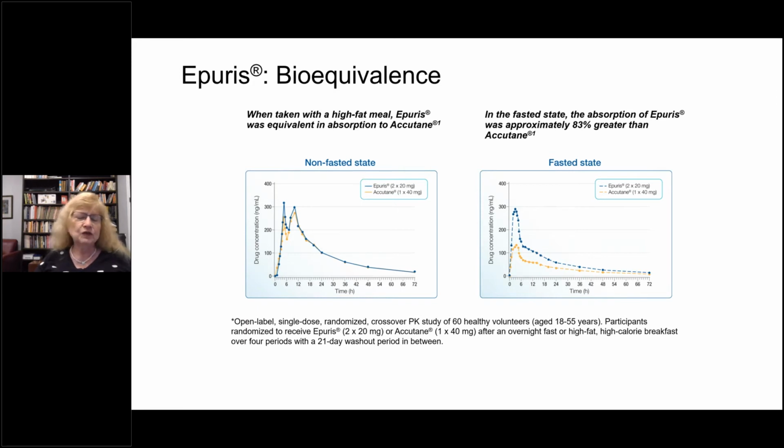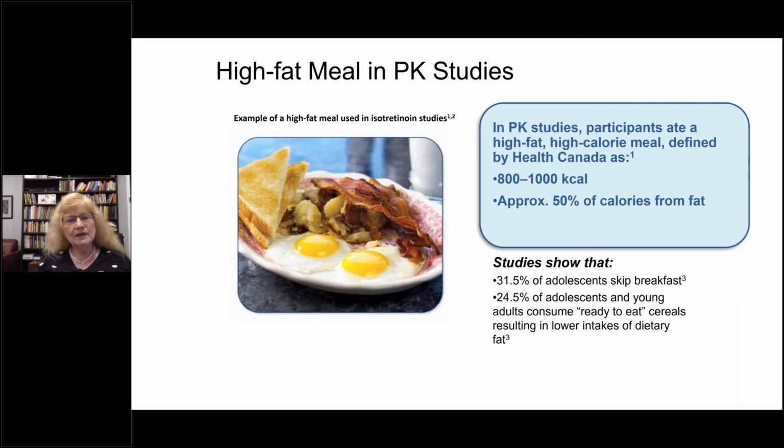So it really is good, particularly for people who have erratic eating. Even though fellows often eat a lot, they don't always graze throughout the day. So they may not have a fatty meal and may take it on an empty stomach and not have nearly as great absorption as you would like. So this is what we're talking about. You really want a high-fat meal. Studies have shown that about a third of adolescents actually skip breakfast, and a quarter consume ready-to-eat cereals, so there's less dietary fat. It is a fat-soluble vitamin, vitamin A acid, and the retinoids, so taking them with fat will increase absorption. Less of a problem with the Epuris brand.